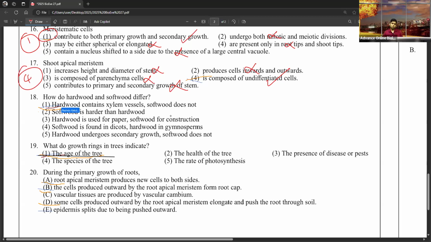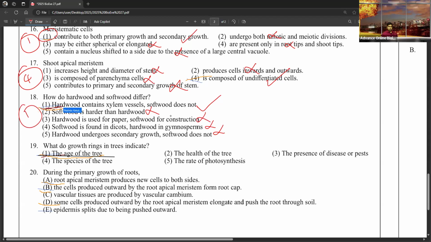Question number 18. How do hardwood and softwood differ? Hardwood contains xylem vessels, softwood does not. Correct. Hardwood is the angiosperm wood. Correct. Softwood is harder than hardwood? No, we didn't say anything like that. Others wrong. So we have the answer, first one.